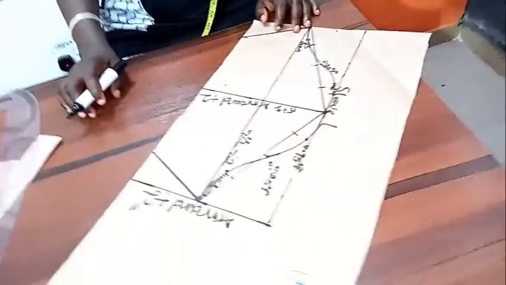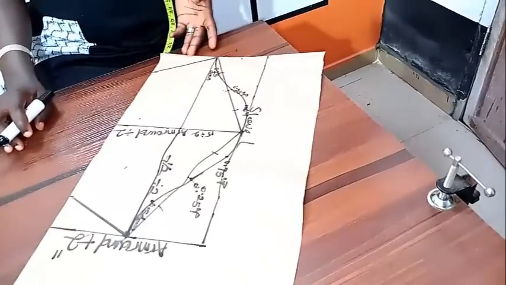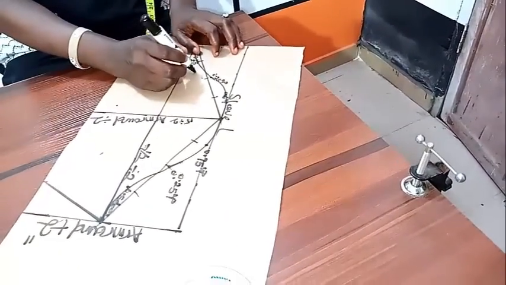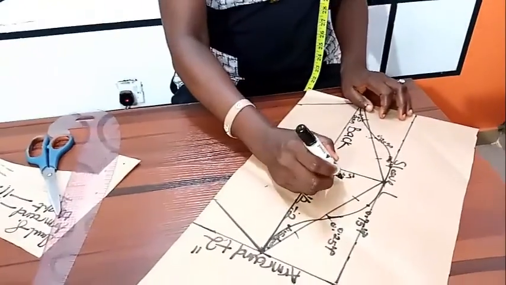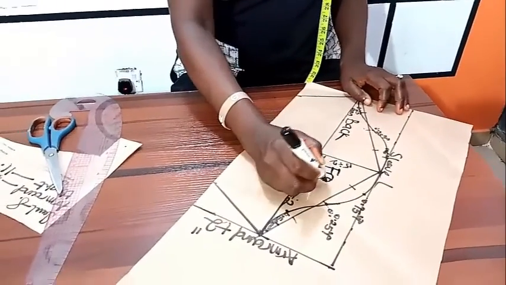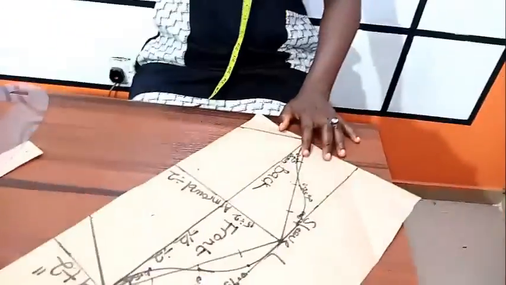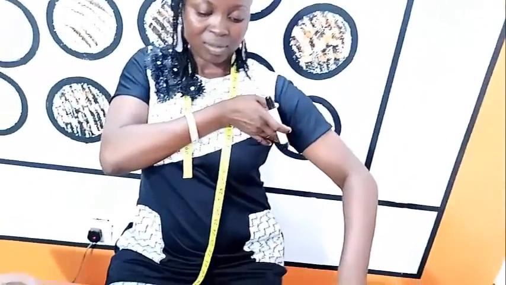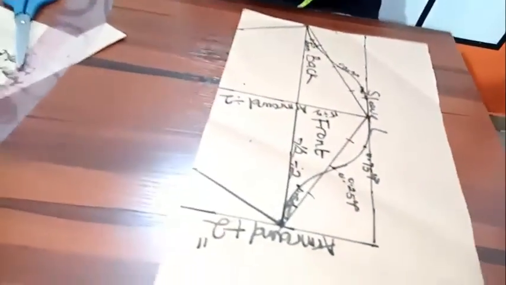Yeah. So now as it is, you need to see which part is going to be at the front, which part is going to be at the back. This is the back. This is the front. This side is going to go to the back. And this part is going to be here. So that is all about our sleeve pattern.